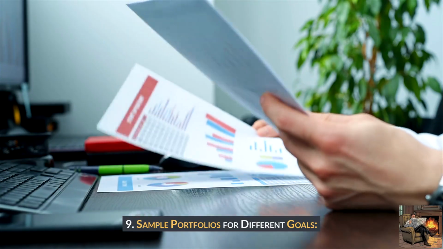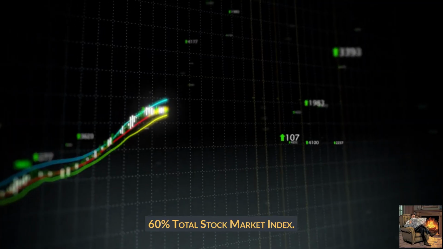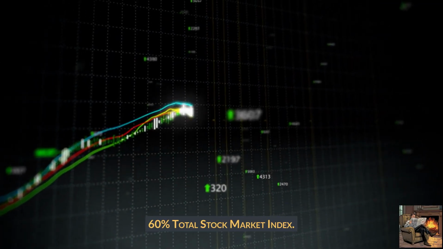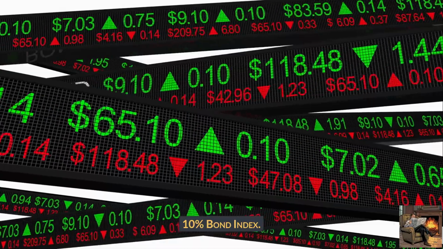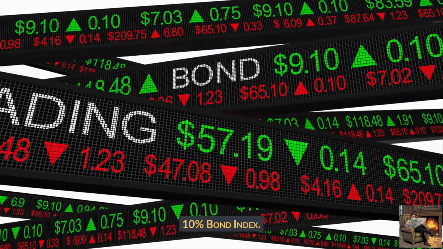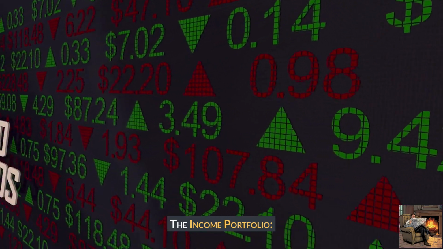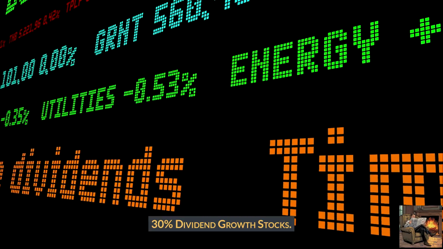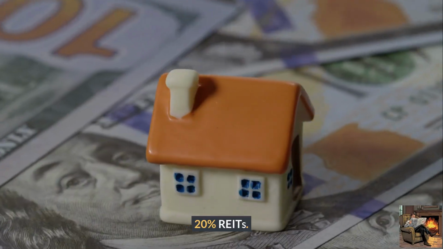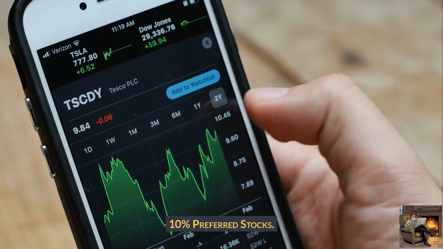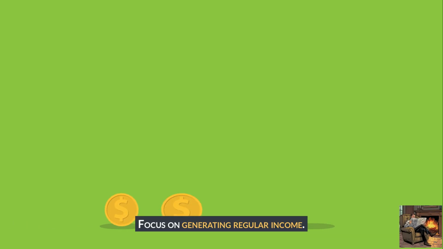9. Sample portfolios for different goals. The lazy portfolio, 3-fund portfolio. 60% total stock market index. 30% international stock index. 10% bond index. Simple, effective, covers the globe. The income portfolio. 30% dividend growth stocks. 40% bonds. 20% REITs. 10% preferred stocks. Focus on generating regular income.